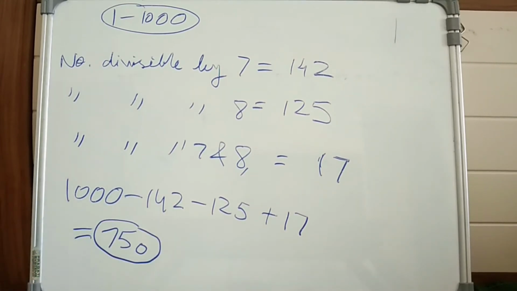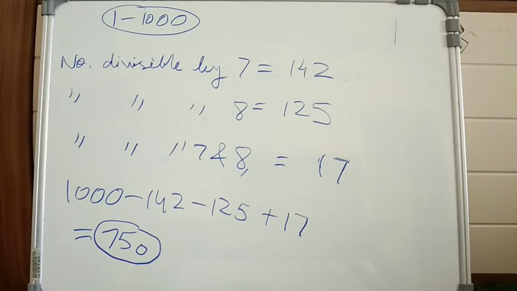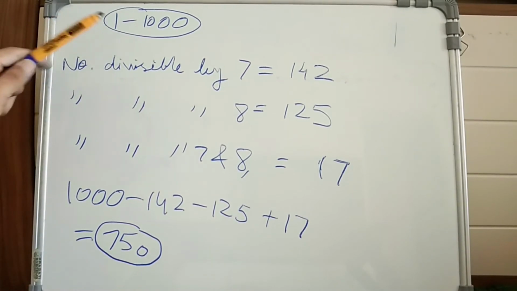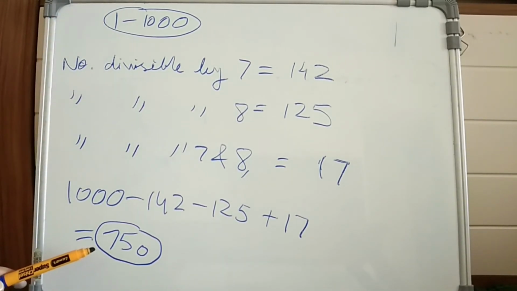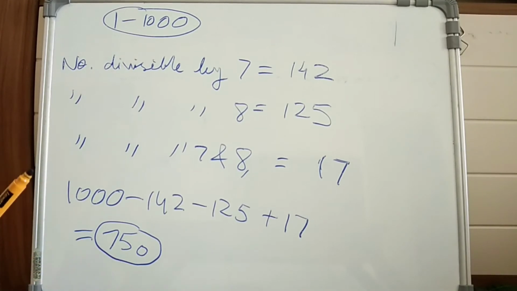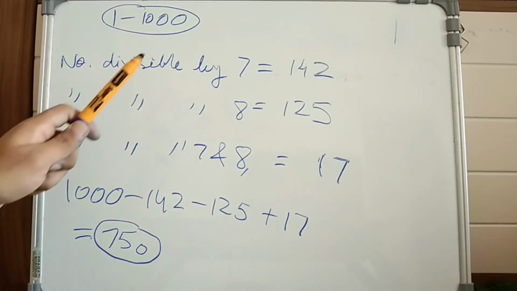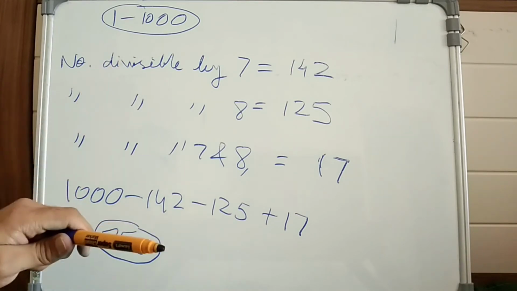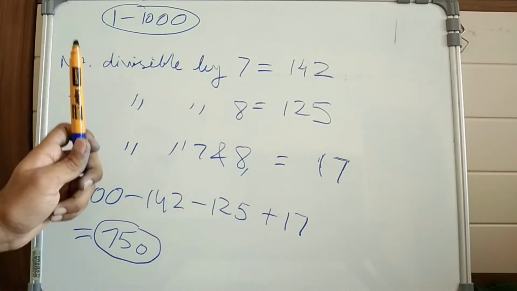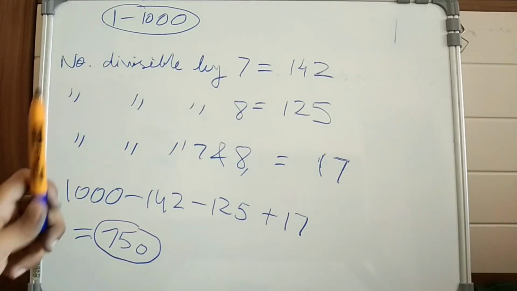So the answer to this question is 750. Basically, out of 1000, there are 750 numbers with a non-zero unit digit. What we have done here is, we have found out how many numbers are divisible by 7 and 8 and they have unit digits containing 0.